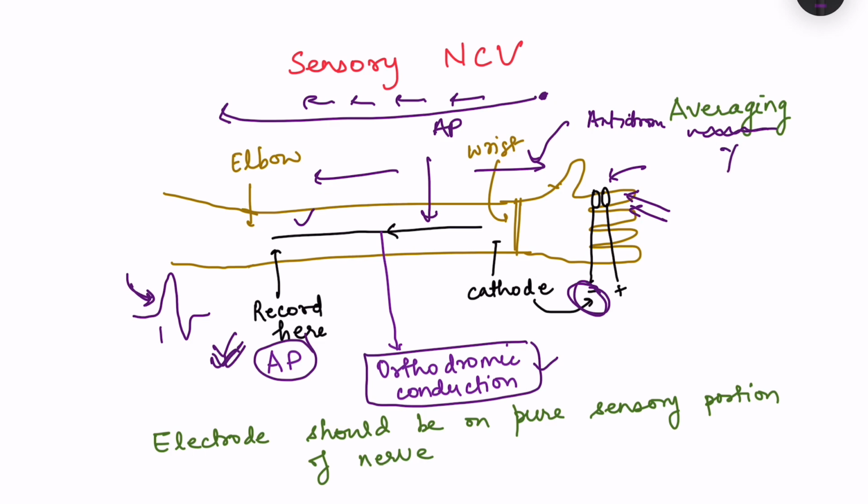Then one thing you remember, that for recording sensory nerve conduction velocity, the electrode should be on a pure sensory portion of the nerve. I told you before, a nerve consists of both motor neurons and sensory neurons, and here we want only the stimulation of the sensory neurons. Okay. Then what is the normal value of sensory nerve conduction velocity? Again, in upper limb neurons, it is greater than 50 meters per second. So that was about motor and sensory nerve conduction velocity.